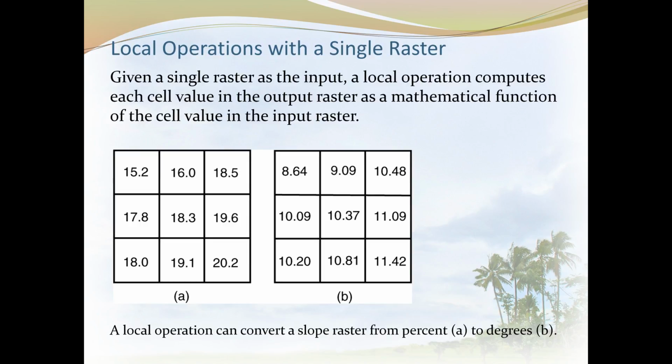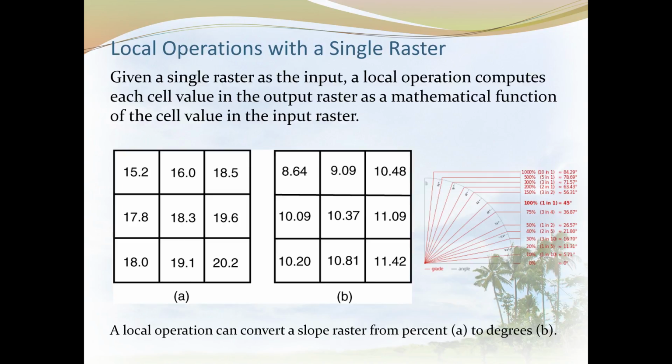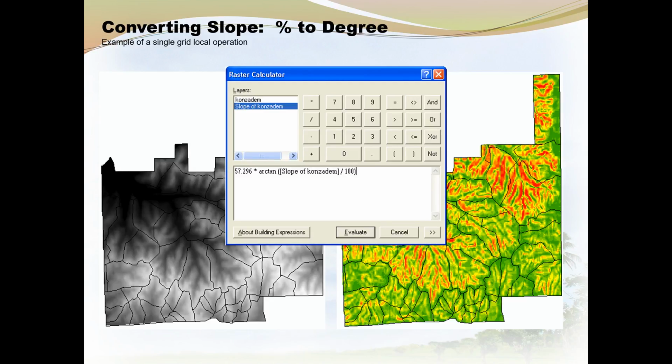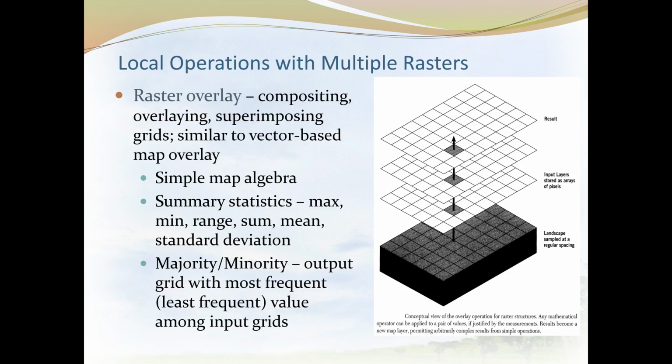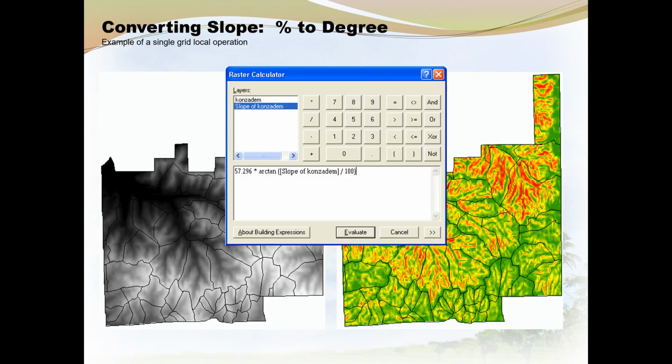So for the local, we give a single input, and the local operation computes each cell in the output raster as a mathematical function of the cell. So here a focal operation can convert a slope raster from percent to degree. So this is 15%, and then we convert it to degrees. That's how it looks. For example, this is percent, 10%, 15%. This is close, so that's why we have a 15 something. And this is an example of the concept where they converted from percent to degree. That's one example of single cell to single cell.